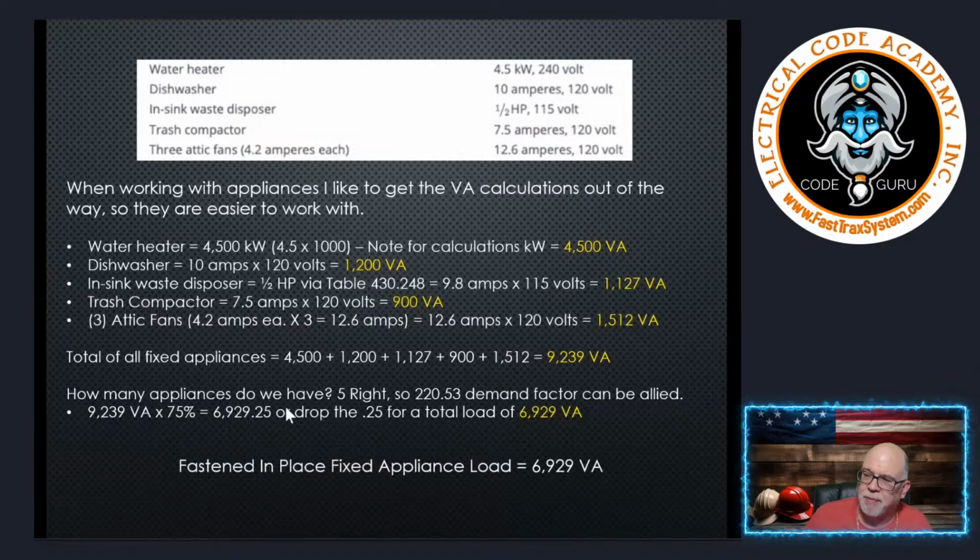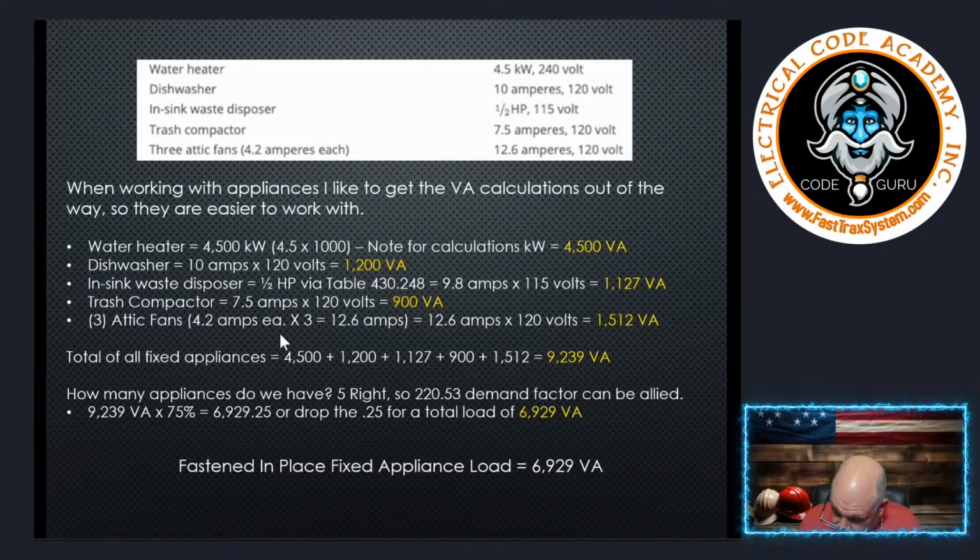Why? Because how many appliances do we have? Do we have 5, right? No, we've got more than 5, don't we? 1, 2, 3, 4, 5, 6, 7, because we had 3 of those attic fans. So even if we were to forget that, we still had 1, 2, 3, 4, 5, we still would be able to apply the 75%. Why? Because we have 4 or more fastened in place appliances. Okay, so we're going to be able to apply our 75% to this equation.